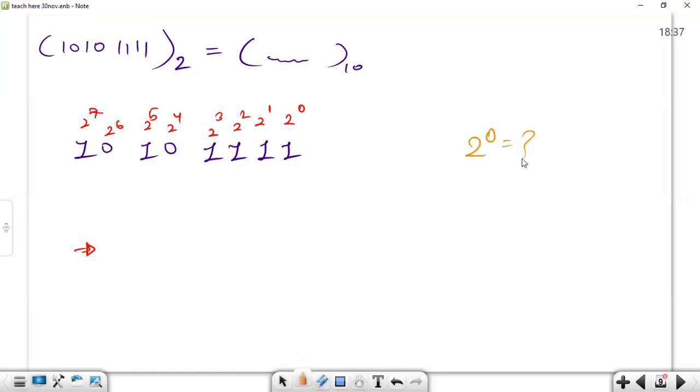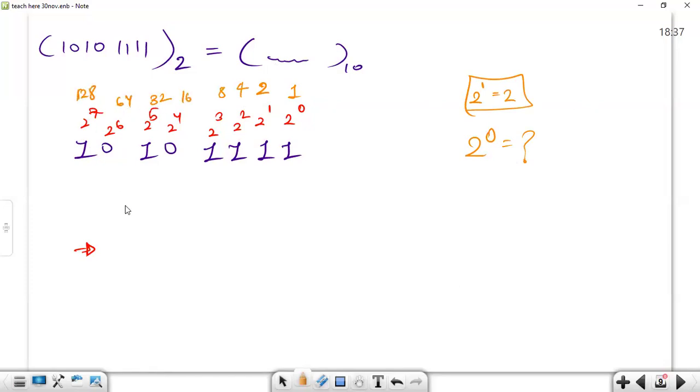What is 2 raised power 0? 1. Yes, good. 2 raised power 1? 2. What is this? 2 only. What is 2 raised power 2? 4, 8, 16, 32, 64.